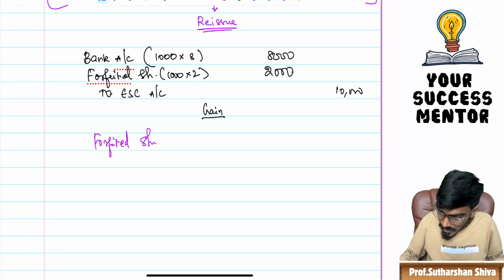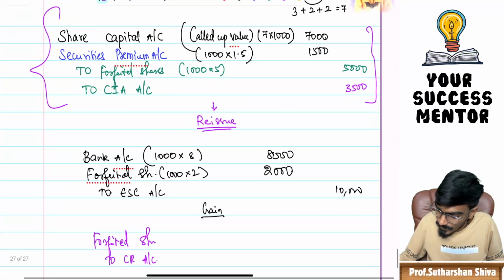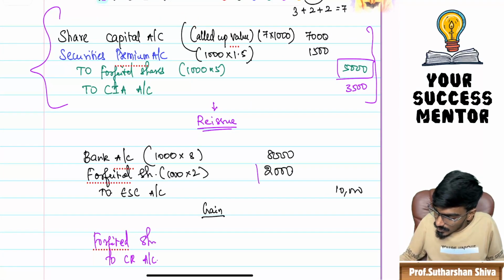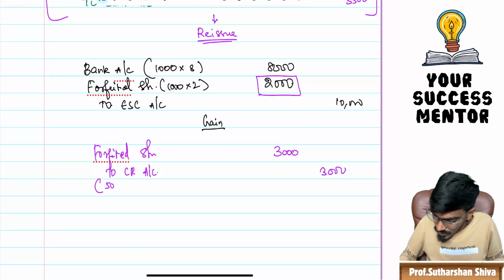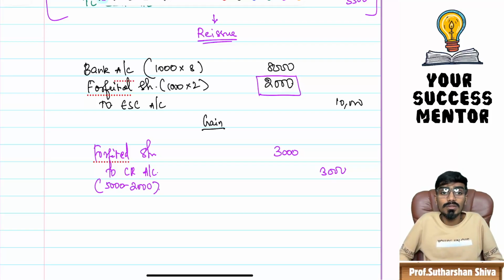Forfeited shares to capital reserve. How much is the gain? 5,000 minus 2,000. That you should show in your books. 5,000 minus 2,000. Are you able to understand?